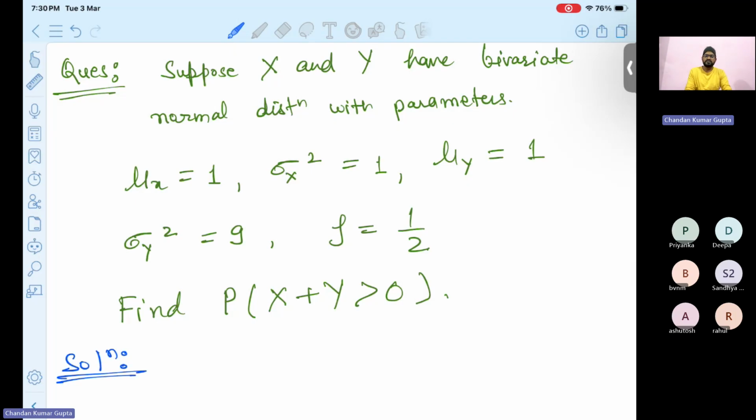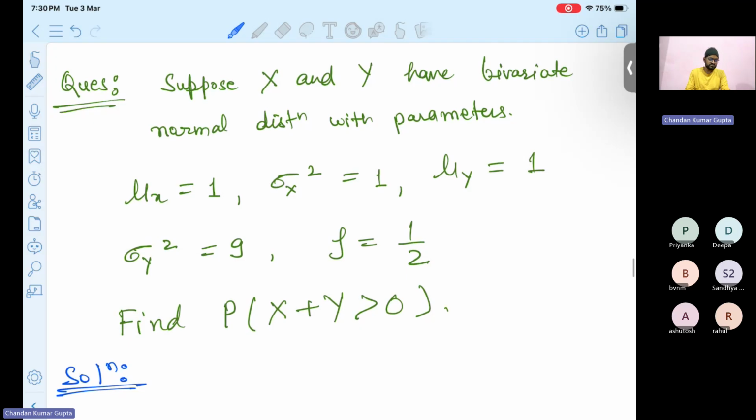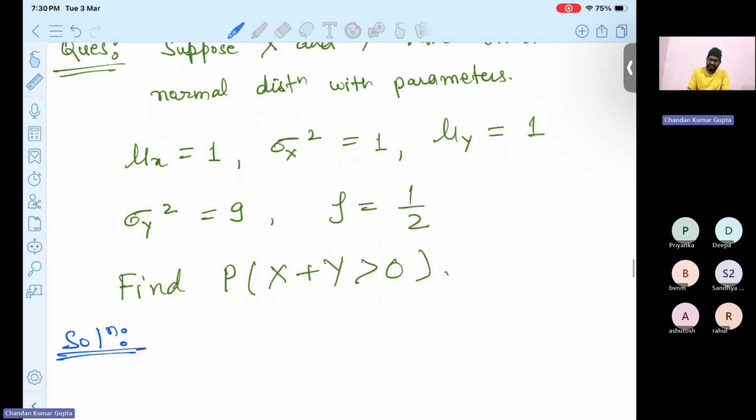Let's see. As we have discussed, in the normal distribution case, if it is a bivariate normal, then its marginal is also normal, and its conditional is also normal. It follows a linearity property. So yes, we can use some of the properties directly. So how can we use them?